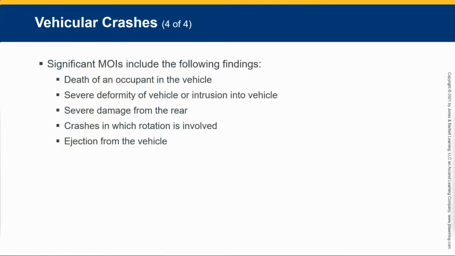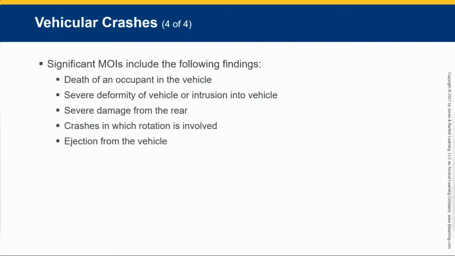So we'll find anytime you consider all these following to be significant mechanisms of injury. Anytime there's a death in a vehicle, anytime there's a fatality, we automatically consider every occupant in that vehicle major trauma, because it took some type of significant MOI to cause a death, and everyone in that vehicle was potentially subjected to something very similar.